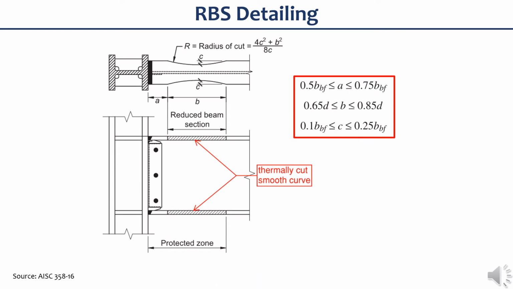RBS is fabricated by thermally cutting into a smooth curve the portions of the beam flanges adjacent to the column flange. This is done so that the formation of yielding and plastic hinges will occur primarily at the defined location within the reduced section of the beam. Now, as a result, the moment and inelastic deformation demands that are developed at the face of the column will be limited. In RBS, the protected zone is the area from the column face to the end of the beam section cut that is farthest from the face of the column.